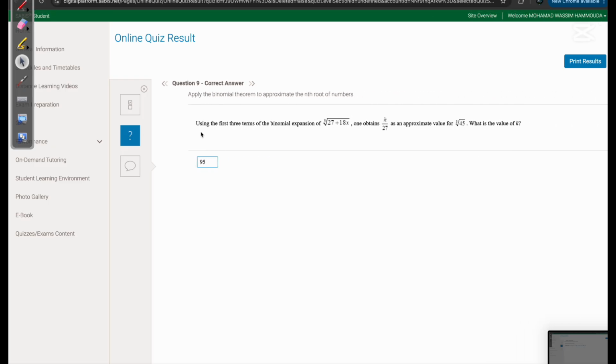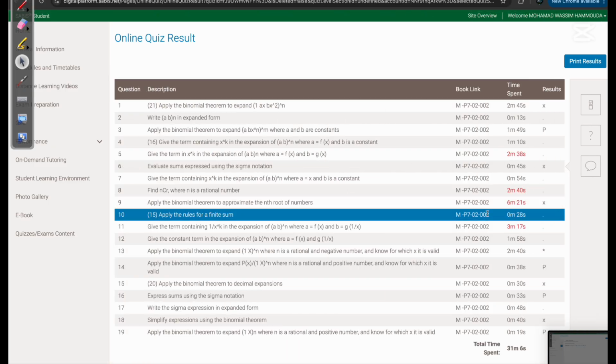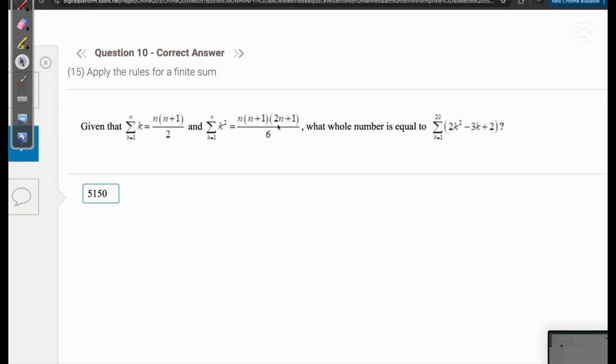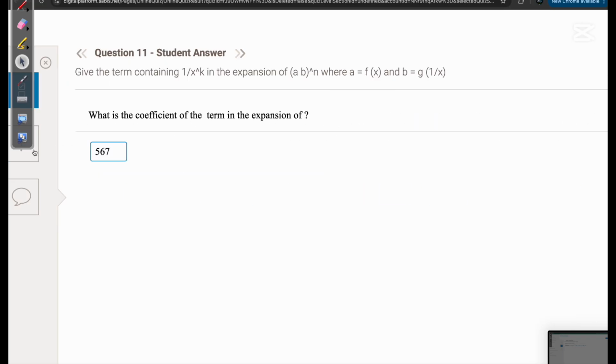Number 9. This question is not included as I said. So number 10. For this question you can do on the calculator shift log x is 1 till 20, so 2x squared minus 3x plus 2, which will give us 5150.